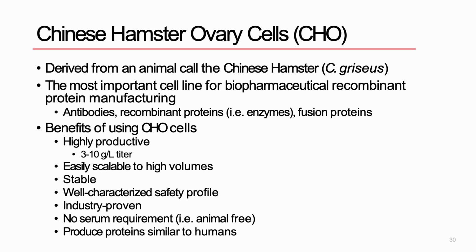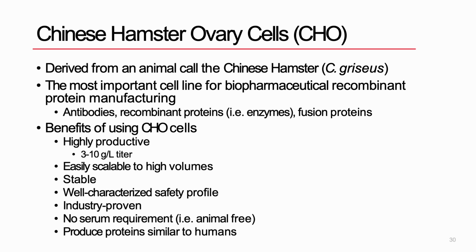They have a well-characterized safety profile. They are industry proven, and of course we don't need any serum, which is important because in this case we are not using any animal. Of course, this is a Chinese hamster ovary, but we just use the cells made by culture, so we are not going to add any additional product that is coming from an animal. And of course, it does produce proteins similar to humans.